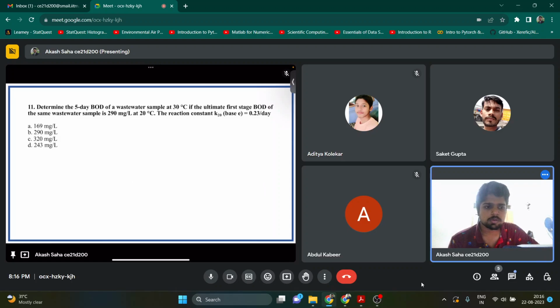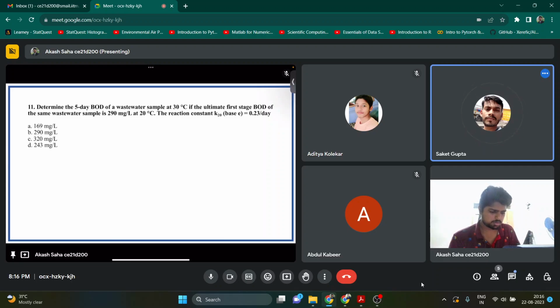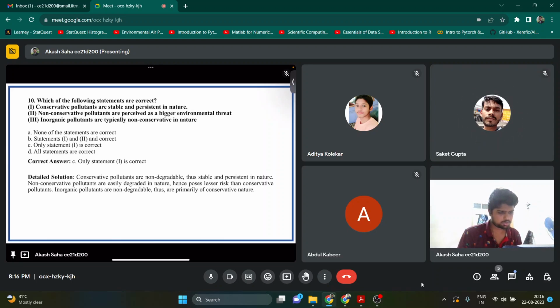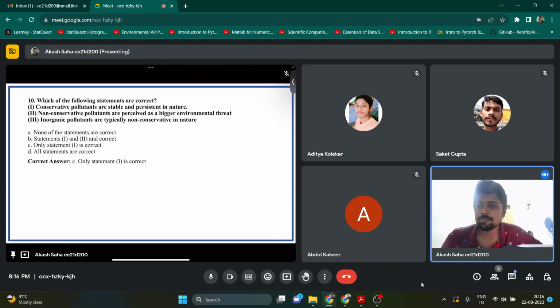Sir, why is the second incorrect? Yes, the second statement is also incorrect. It is saying that non-conservative pollutants are perceived as a bigger environmental threat. Statement 2 is incorrect because non-conservative pollutants are able to degrade with time. So if any pollutant is able to degrade with time, then it will pose a lesser threat to the environment.